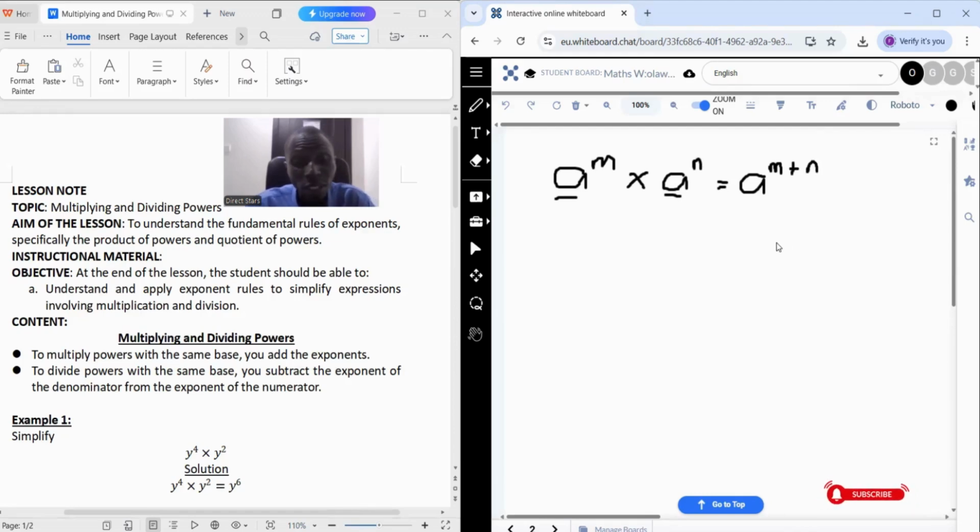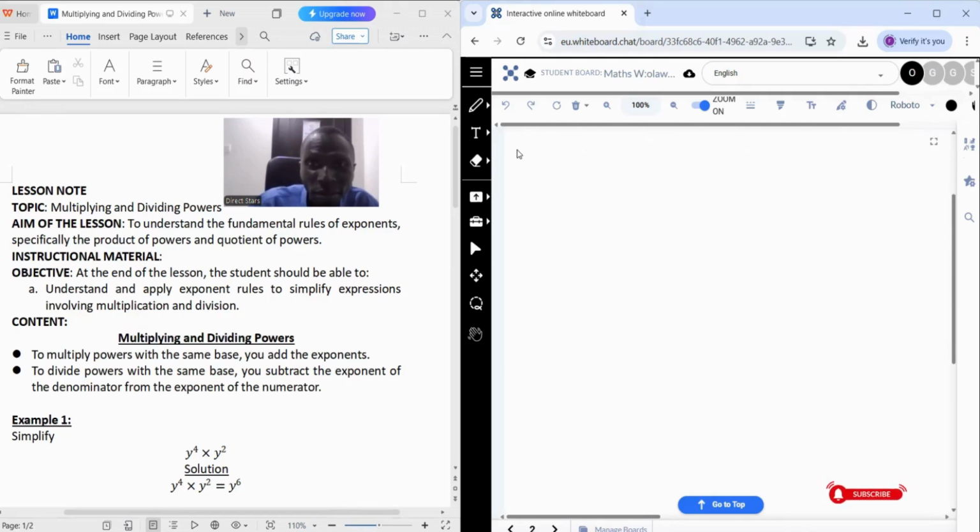And to divide powers with the same base, you subtract the exponent of the denominator from the exponent of the numerator. So if we also have a raised to power m divided by a raised to power n, we can have this to be equal to a raised to the power of m minus n. So we're going to apply this in the examples that we'll be looking at in this topic.